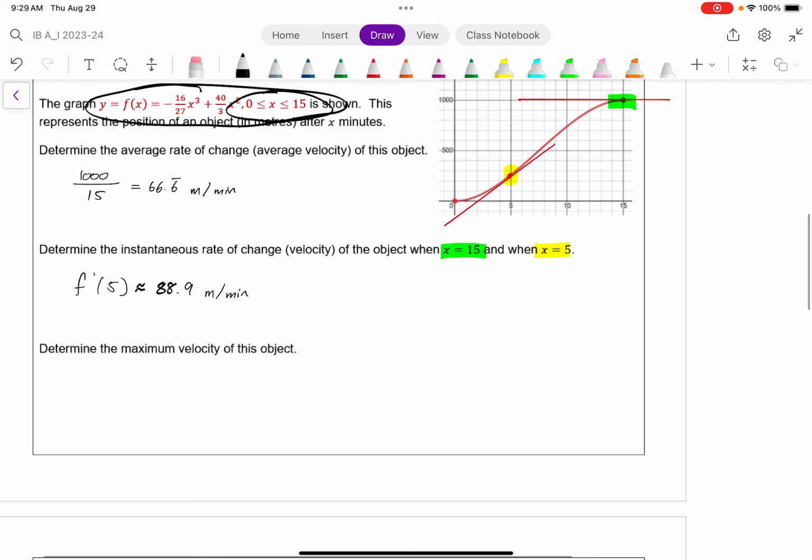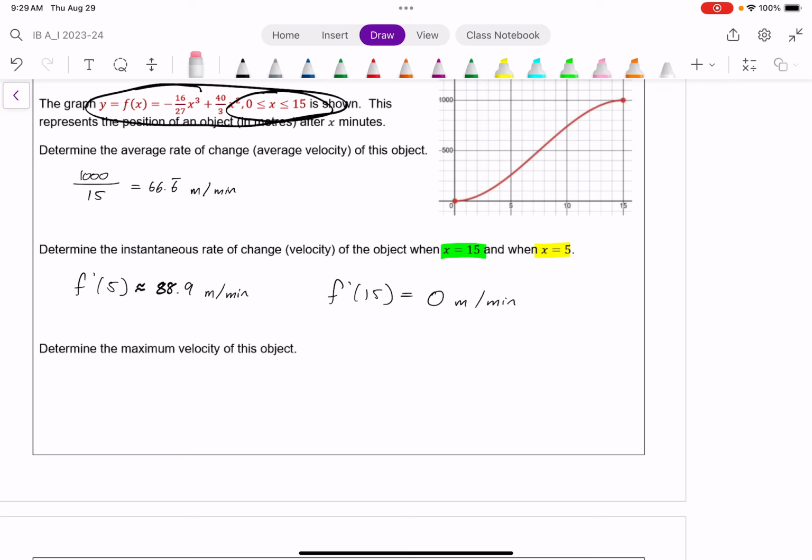And just to confirm, if you do the same thing at 15, you'll see you get exactly 0 or incredibly close to 0. Remember, what your GDC gives you is an estimate, so I can see it is actually 0 meters per minute. It's not moving at that point. All right, so what's the maximum velocity of this object?